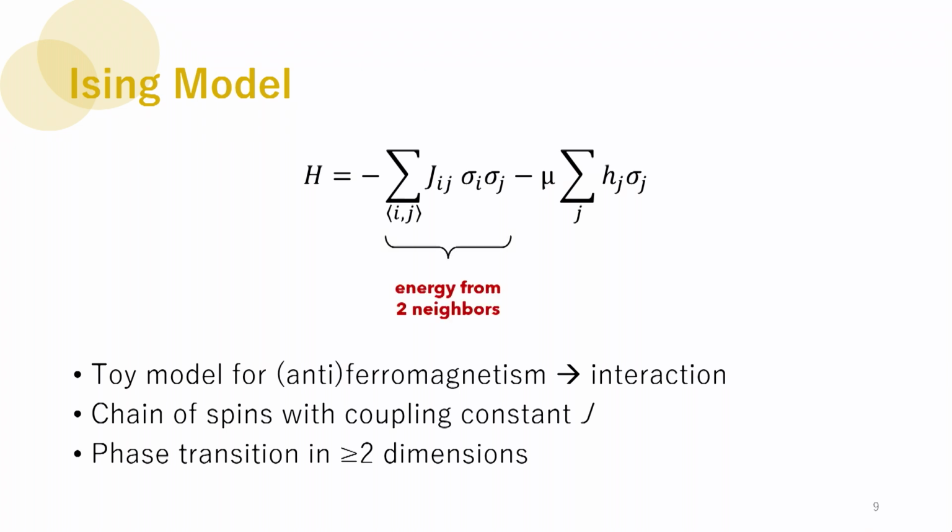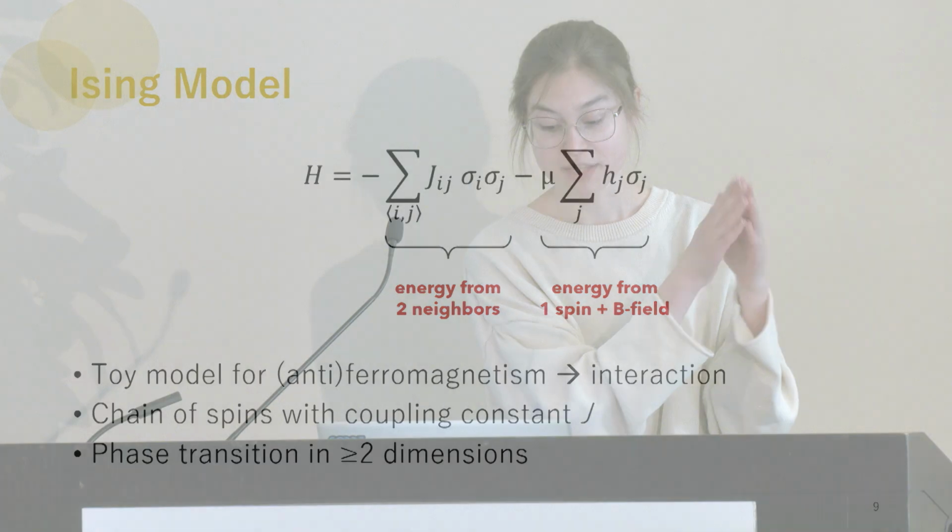The energy from two neighbors, if they are aligned in the same direction, for example +1 and +1, as a product makes also a positive number. So if the coupling constant J is positive, and the minus is in front of the sum, the term gives a negative energy, and therefore it is improving the alignment in the ferromagnetic order. If J is negative, then it provides the anti-ferromagnetic ordering.